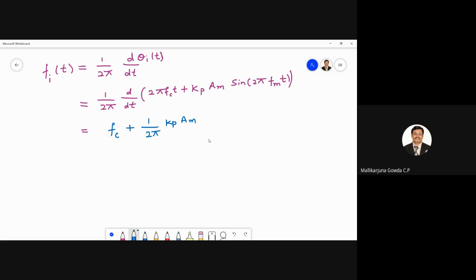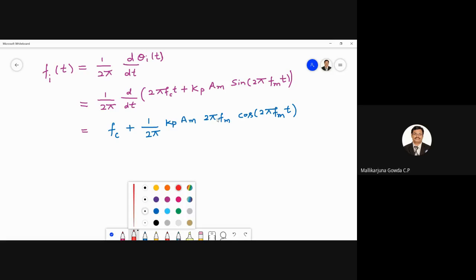Yes, quickly. Cos what? You should tell clearly: 2 pi fm. Yeah, cos 2 pi fm t, that's all. Or is something left out? Into 2 pi fm, right? So I can write it as 2 pi fm into cosine of 2 pi fm t. Okay? Is this fine?